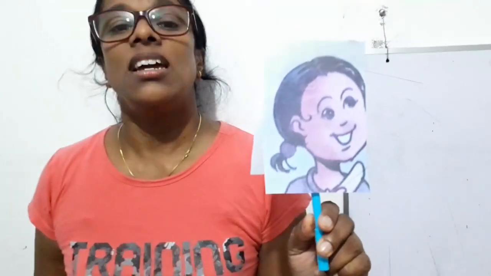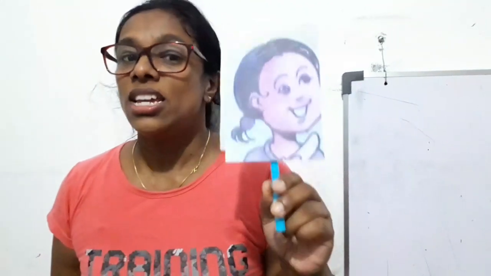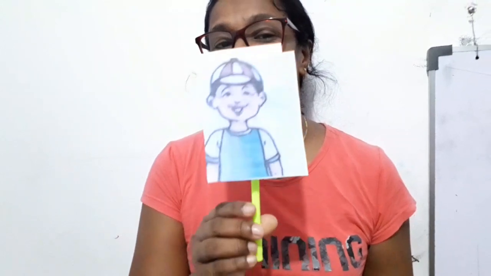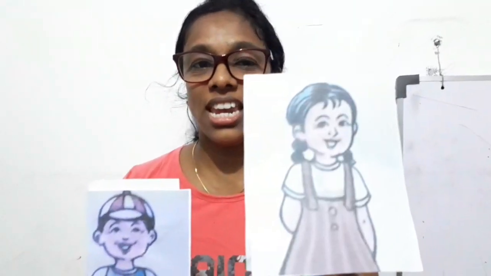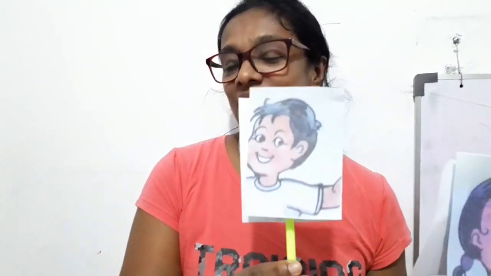We can say she to a girl. She. Here, Sahan is a boy. We can say he to a boy. He. She, he, right.